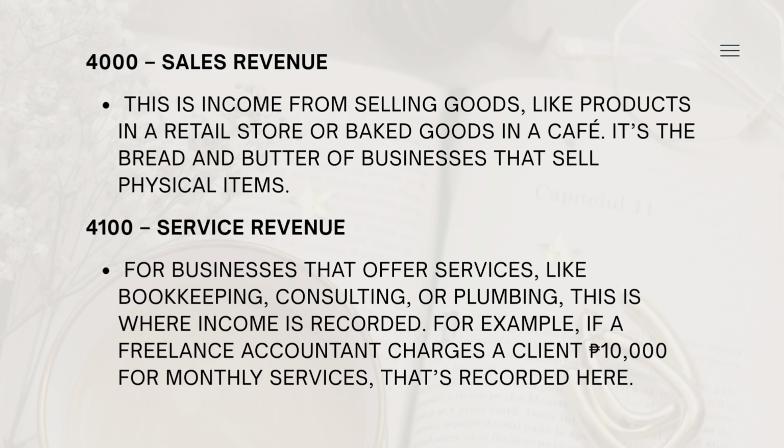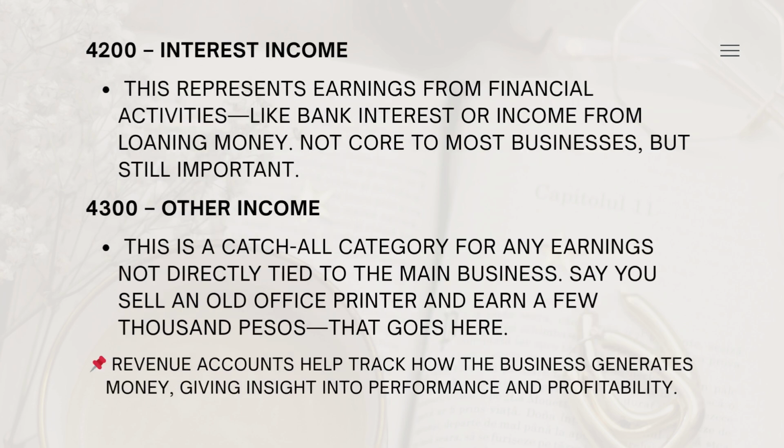4,100. Service revenue. For businesses that offer services, like bookkeeping, consulting, or plumbing, this is where income is recorded. For example, if a freelance accountant charges a client 10,000 for monthly services, that's recorded here. 4,200. Interest income. This represents earnings from financial activities, like bank interest or income from loaning money. Not core to most businesses, but still important.